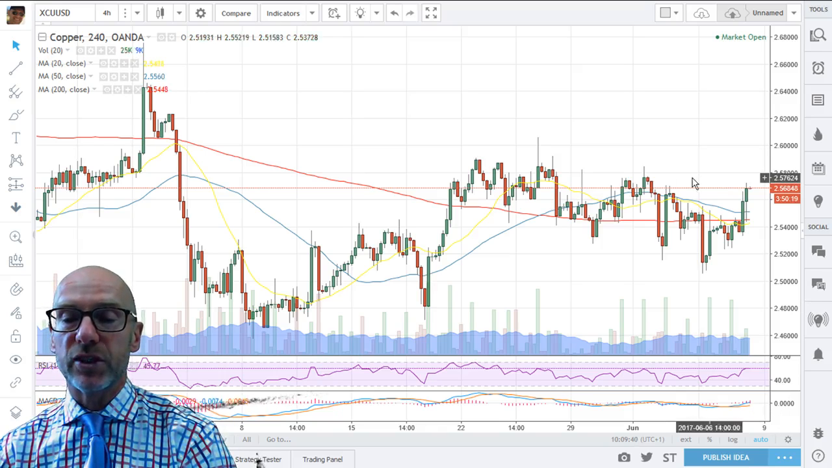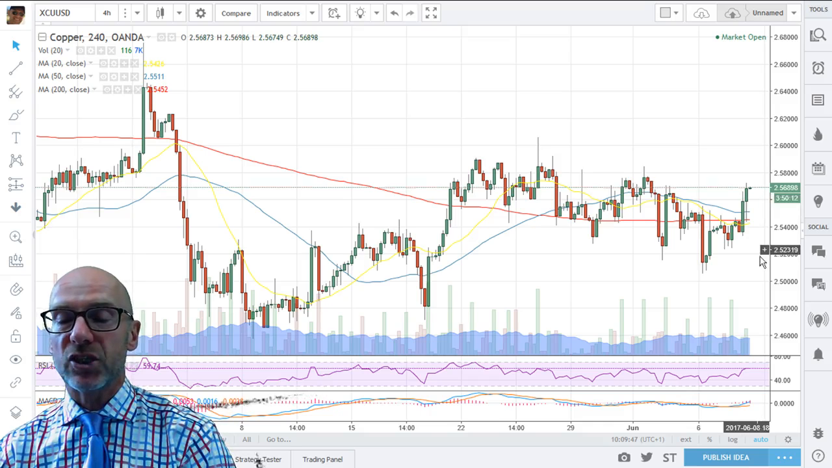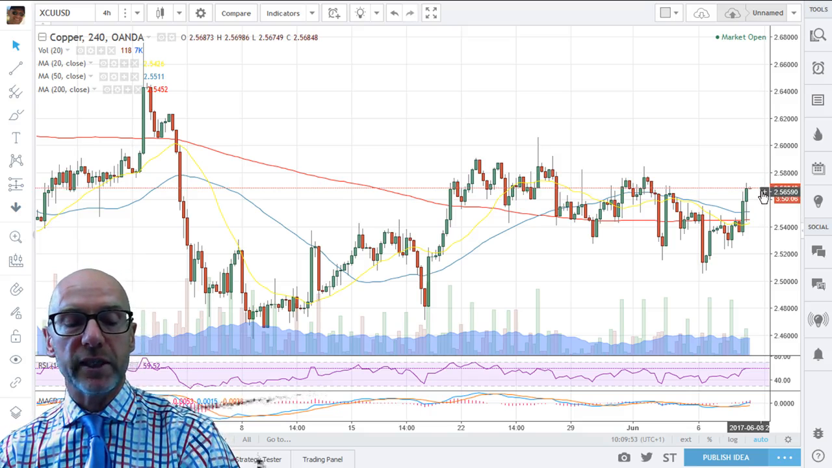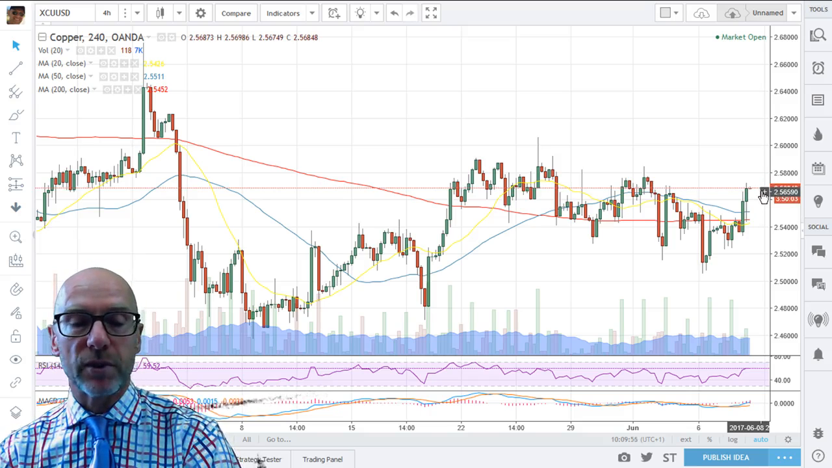So really we just need this resistance level to be broken, 2.59, and then this chart would actually look very good, and it would improve the weekly if we break that downtrend as well. But really you do need to wait for that downtrend to be broken.